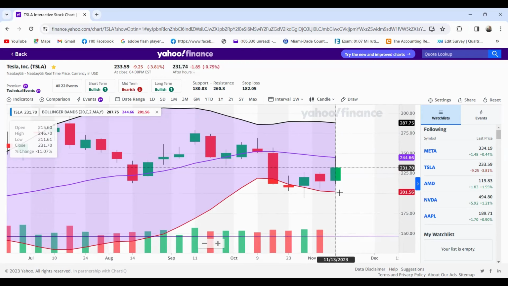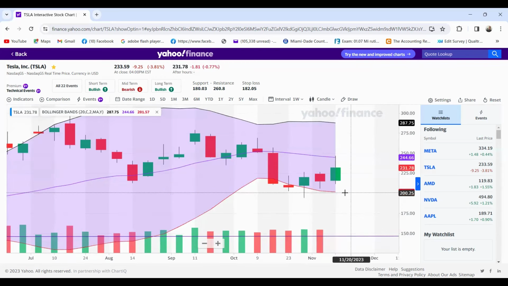Now, if price pulls back within the uptrend and stays above the middle band and moves back to the upper band, that indicates a lot of strength. Understand that.